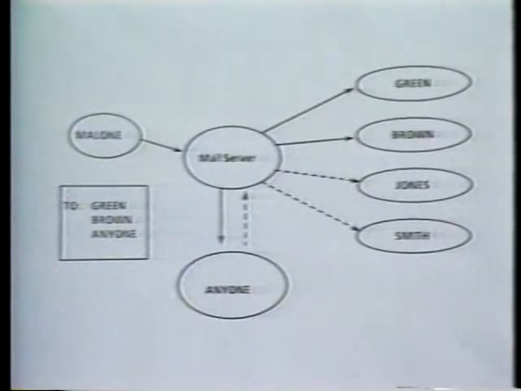What happens then is that the message goes directly to the initial addressees of the message and also to the anyone server, a kind of intelligent postmaster that compares this message to its interest profiles for all the other users of the system and forwards the message on to anyone else who it thinks might be interested in the message.